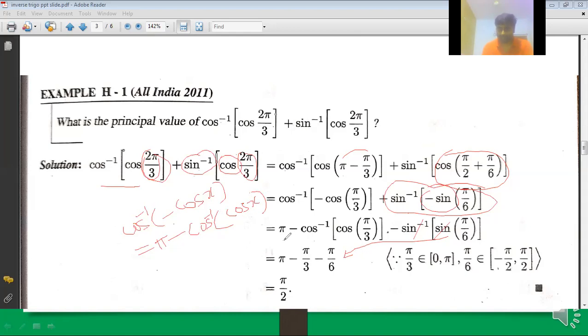Now pi minus cos inverse of cos pi by 3. Because what is cos inverse result? 0 to pi. But here we are getting negative. That's the reason we should convert to pi minus. Pi minus means second quadrant, cos is negative. Correct? So now cos inverse cos get cancelled. Pi minus pi by 3 I'll get. This minus pi by 6 is already there. So we have to simplify this. We'll get pi by 2 finally. Clear? Now, hope you've understood.